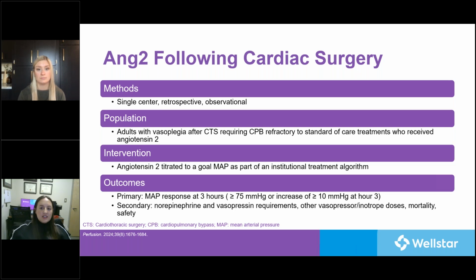There has been another small study that's come out recently looking at angiotensin II following cardiac surgery. This was a single center retrospective observational study that looked at patients who had vasoplegia after CT surgery requiring bypass that was refractory to standard of care treatments, and these patients received angiotensin II. The primary outcome was their mean arterial pressure response at 3 hours. They had some secondary outcomes looking at norepinephrine and other vasopressor doses, mortality, and then safety outcomes.